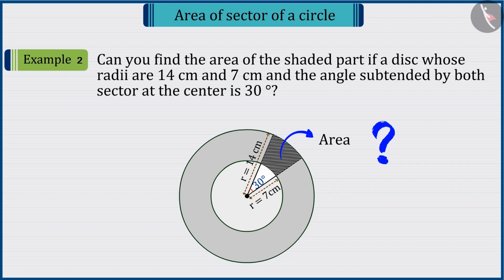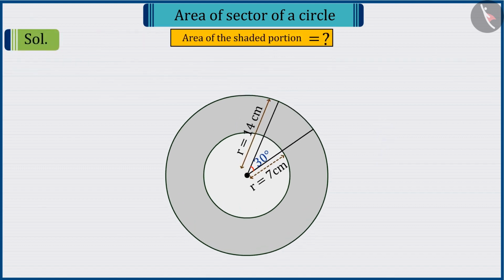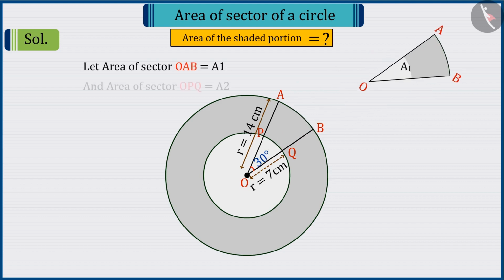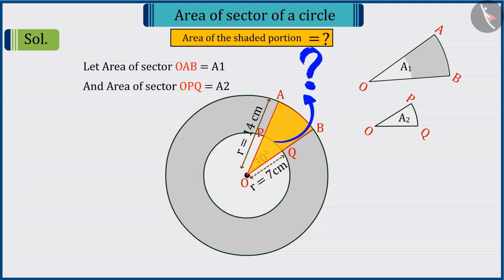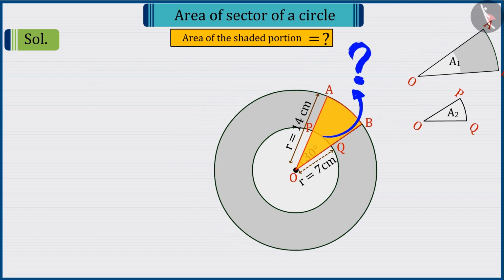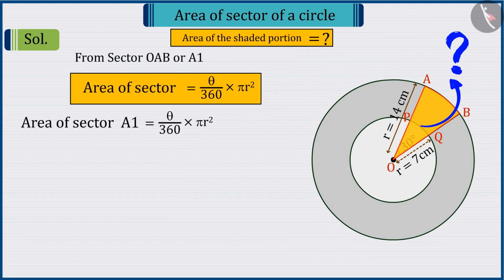Come, let's see. First, let's name the disc according to the given information. Let A1 and A2 be the areas of sector OAB and OPQ respectively. So can you determine the value of A1? Absolutely correct. Put the value of theta and r in the area formula of the sector.